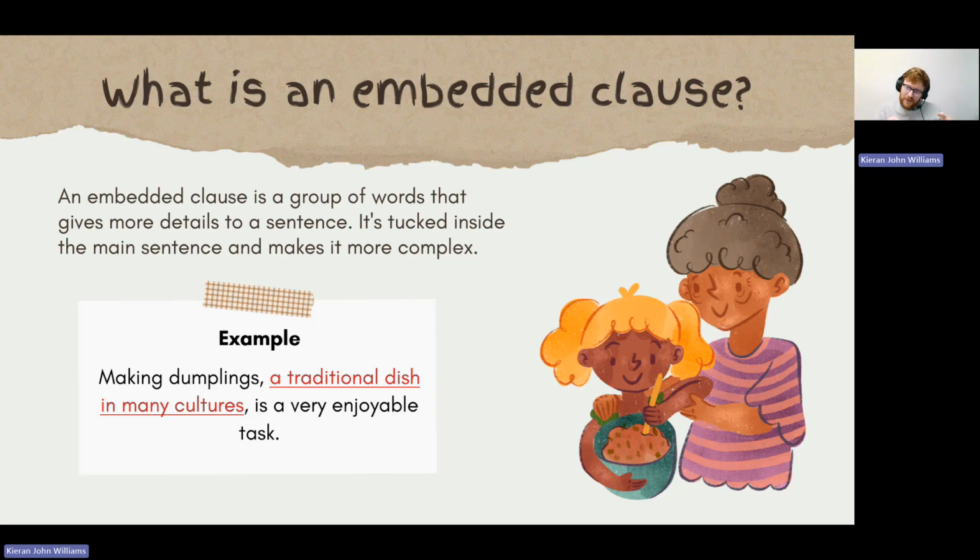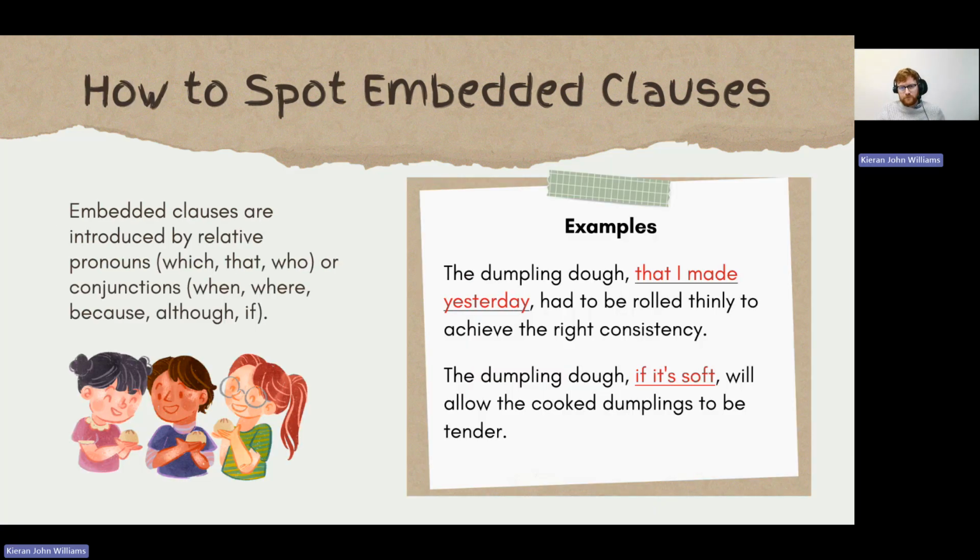So, for example, in the sentence, "Making dumplings, a traditional dish in many cultures, is a very enjoyable task," the phrase "a traditional dish in many cultures" adds some important background information without interrupting the sentence structure as it is. So we still know it is a very enjoyable task, but we've added in some extra detail.